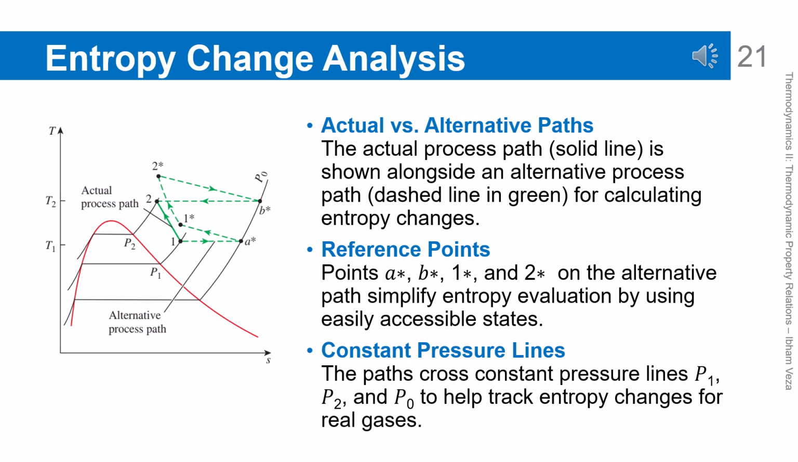Entropy change analysis of real gases is also often calculated using an alternative path, consisting of several simple steps. Reference points are chosen so that properties can be easily obtained from tables or charts. Even though the path is different, the entropy change remains the same because entropy is a state function. This approach simplifies the analysis without sacrificing accuracy. It is a standard technique in engineering thermodynamics.